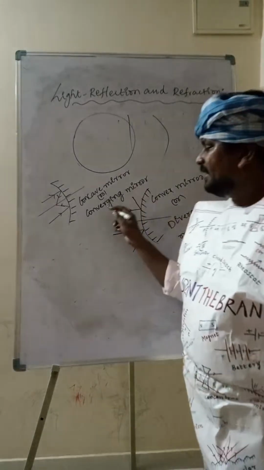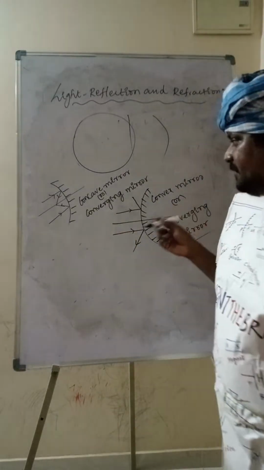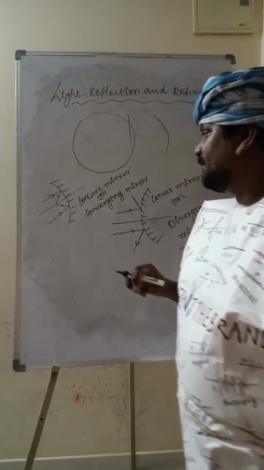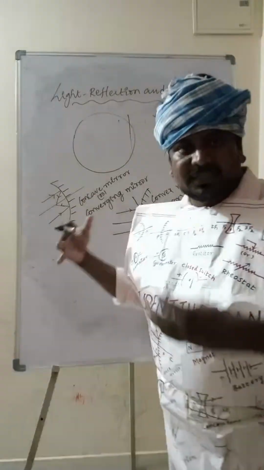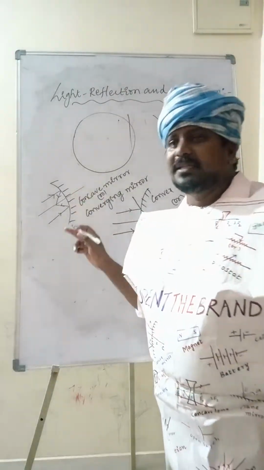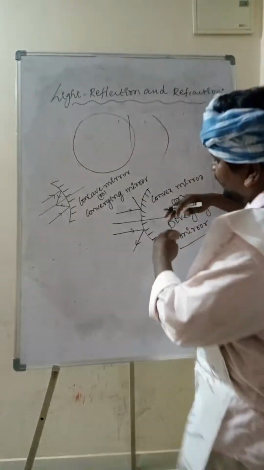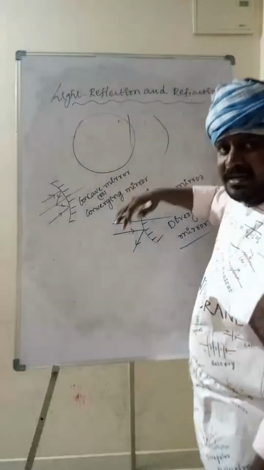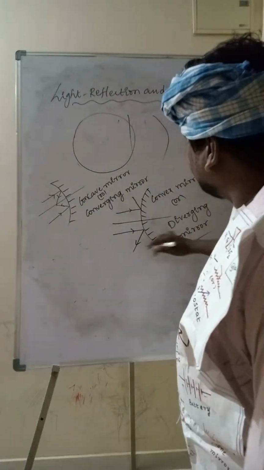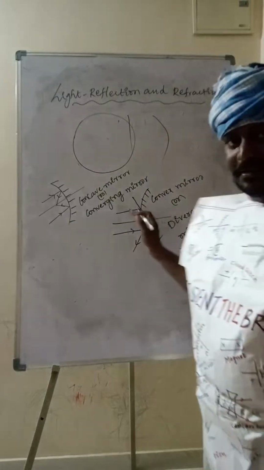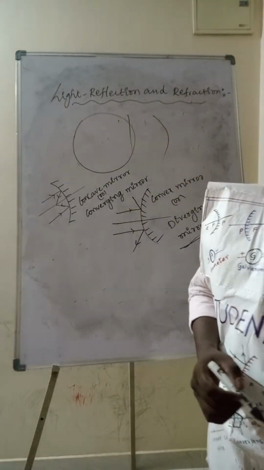So why is it converging, and why is it diverging? Converging means after reflection light rays will move towards the principal axis. The light rays are coming closer. Here light rays are moving away from the principal axis. That's why it is called a diverging mirror. I hope it is clear.